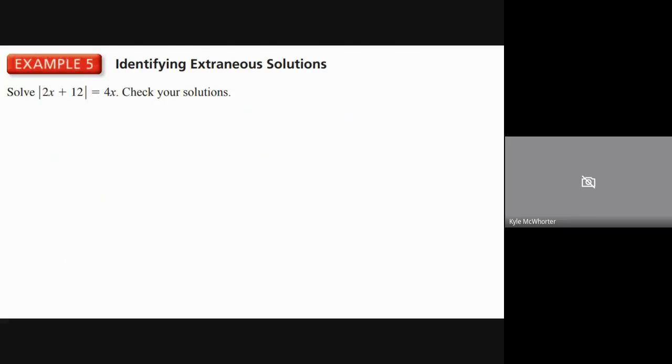So we've got absolute value equal to 4x. The absolute value is by itself, so we can just say the inside equals 4x, or the inside equals negative 4x. So the inside was 2x plus 12.